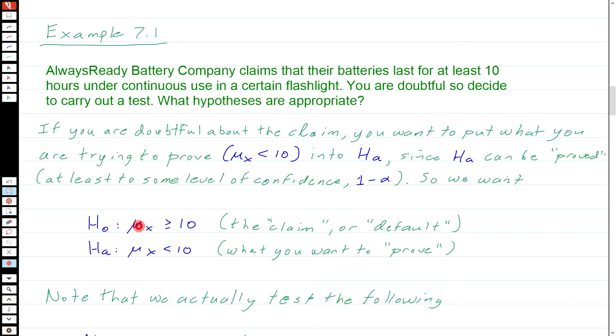So we're going to actually test mu x equal to 10, because that's the hardest of all these possibilities to reject. In other words, if the x bar is 8, that's saying that HA may be correct. It's as close as you can get to 10. But if we took mu x equal to 11, then it's easier to reject because x bar is farther away from 11.